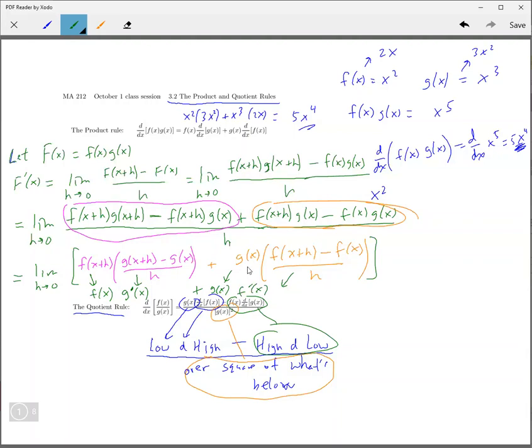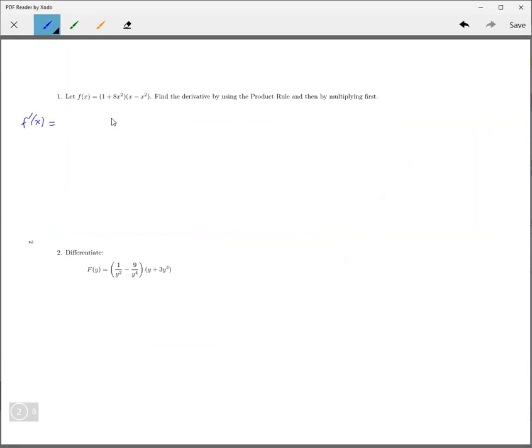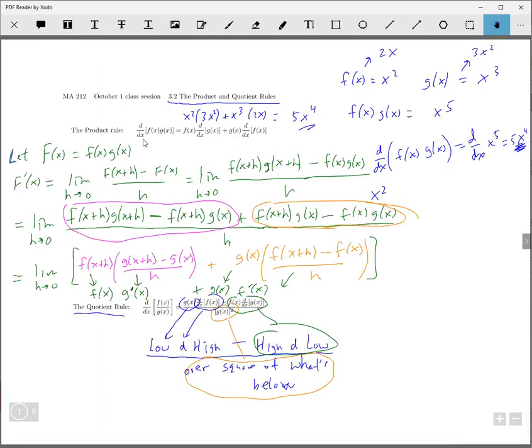Okay, so that's the product rule and the quotient rule, how you deal with those. Now let's go ahead and apply those to some problems. So first of all, this first problem here: let f of x be this product. Find the derivative by using the product rule and then by multiplying first. So by using the product rule, let's go back really quick and take a brief look at the product rule. It's the first function times the derivative of the second plus the second function times the derivative of the first.